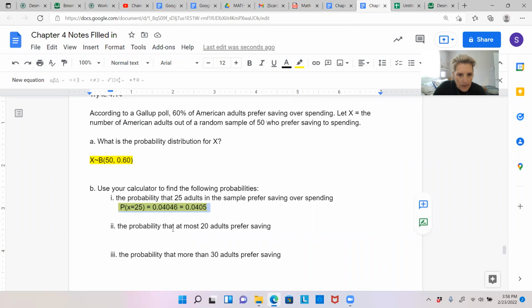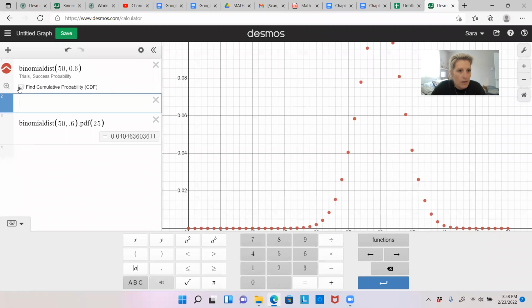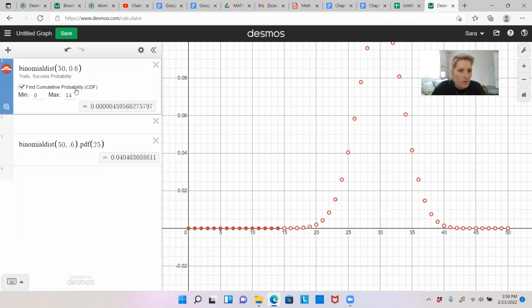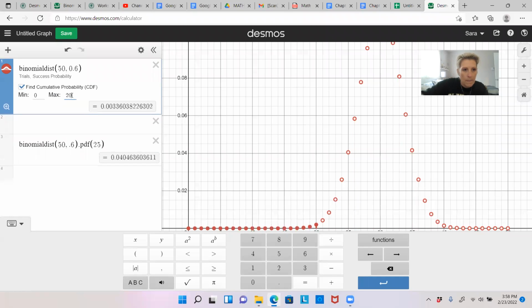The next one says, find the probability that at most 20 adults prefer saving. So at most is going to be that less than or equal to. So the probability that X is at most 20, less than or equal to 20. And so we're going to do the cumulative. So I'm going to click on cumulative up here and do at most 20. So I'm going to change this to 20. And that's 0.0034 when we round it appropriately.